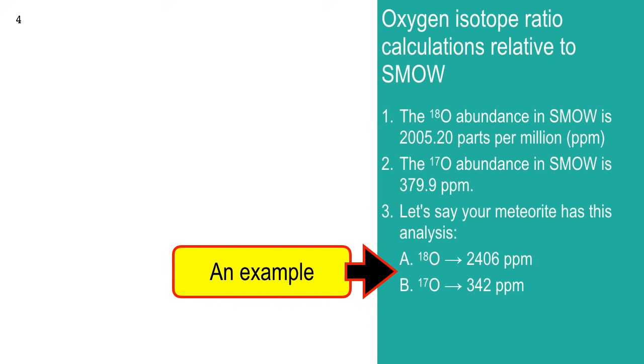All right. Now let me ask you this. Is this enriched or depleted in oxygen 17 relative to SMOW? It's depleted. So make a note of that. 342 is less than 379.9. So it's got oxygen 17, but it's a little bit less than standard mean ocean water. And you can have meteorites, comets, asteroids and stuff, and you just got to check because they can be wildly different.